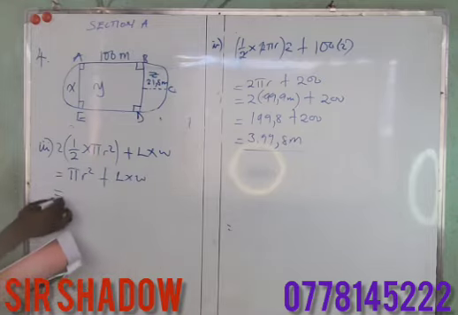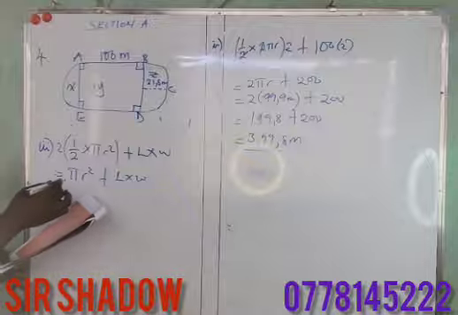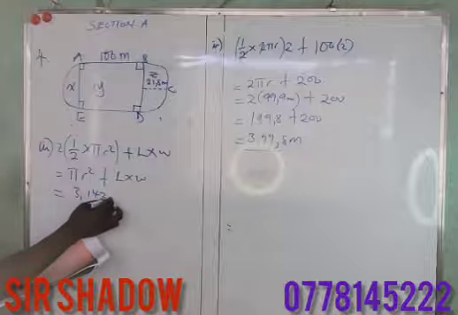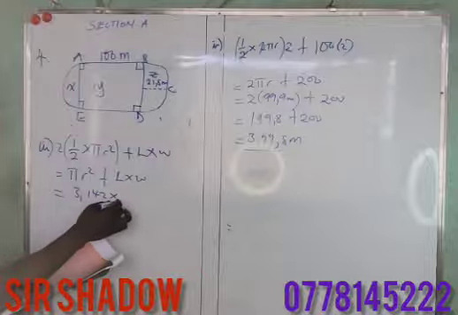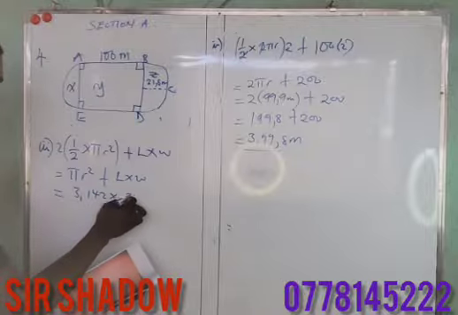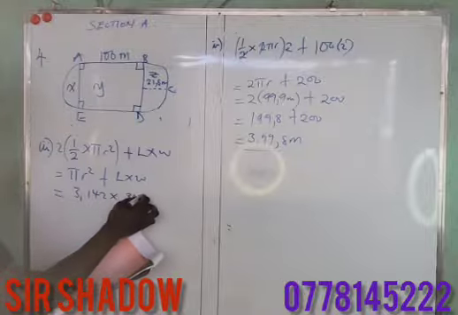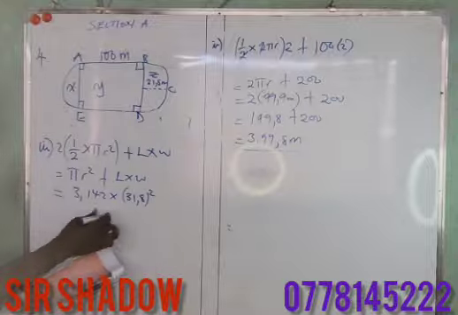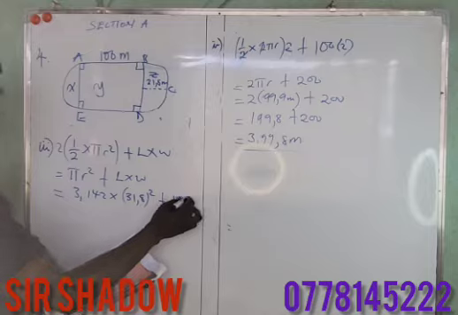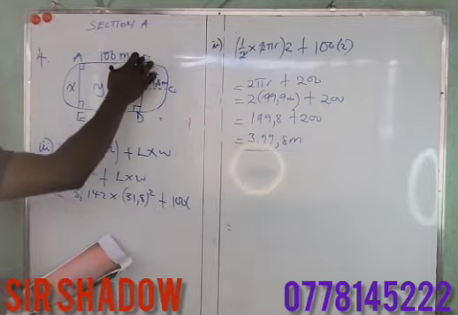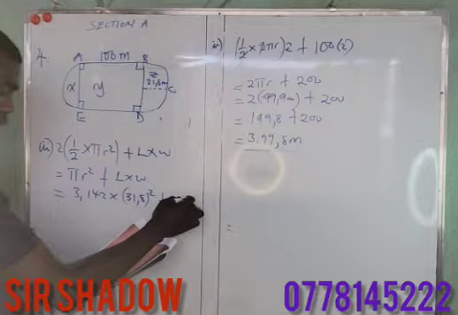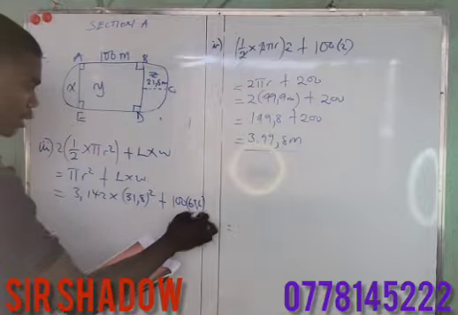This is equal to, remember for pi we are using 3.142 multiplied by the radius. The radius we are given is 31.8, squared, plus length, which is 100, by width. Remember the width from B to D is the width. So we say 31.8 times 2 to get 63.6. This is the width.